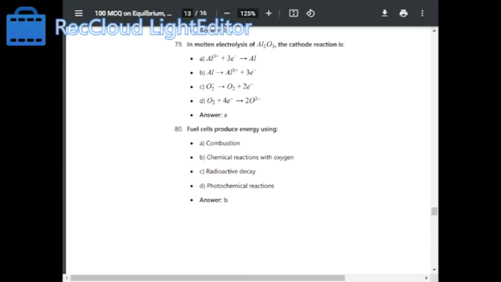The correct answer is chemical reaction with oxygen. The fuel cell produces energy by using chemical reaction with oxygen.